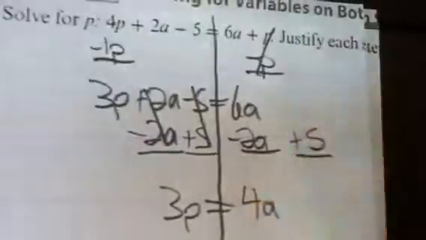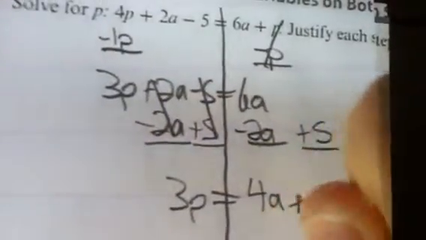Now, I put this under this 6a because those are like terms. Here, these have canceled. If I subtract and add the same number, we know they cancel. All that's left on this side is this 3p. On this side, I've got 6a minus 2a, which gives me 4a. I'm just combining like terms. And in this plus 5, I cannot combine those two. So it's just 4a plus 5.